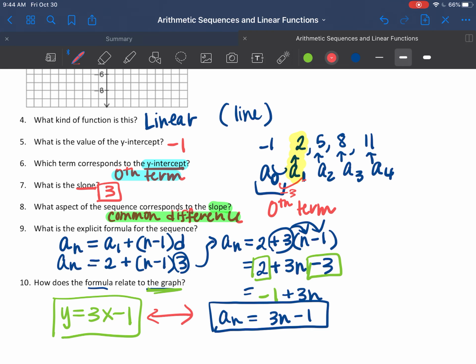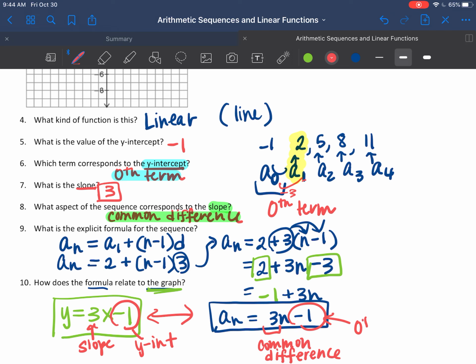And so to see how these relate, they're the exact same equation. Here we're calling the 3 our slope. Here we're calling the 3 our common difference. Here, this -1 is our y-intercept. Here we're calling the -1 our 0th term.